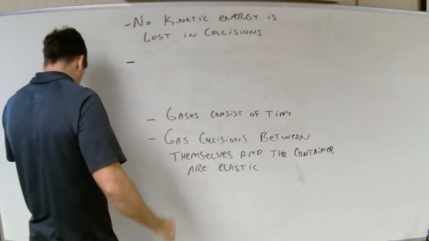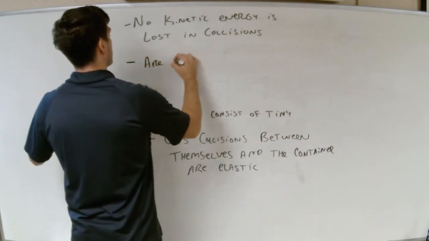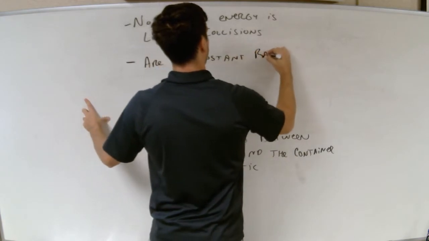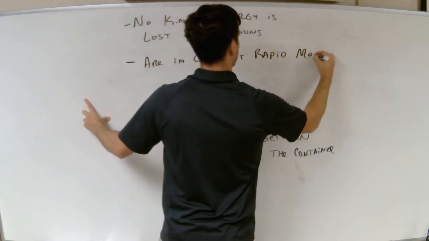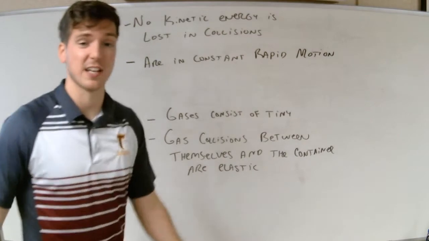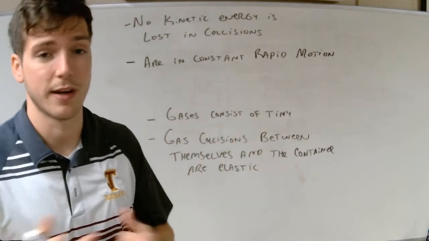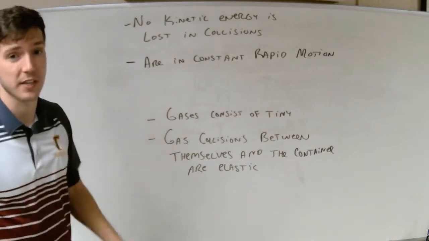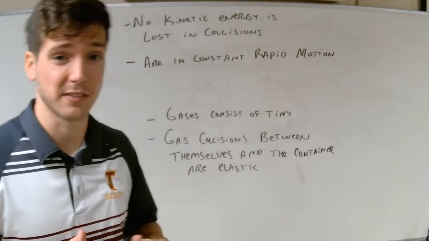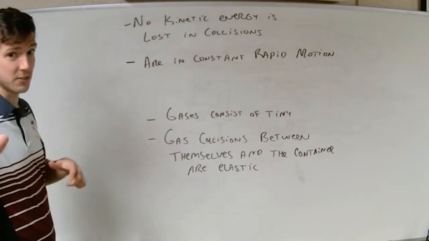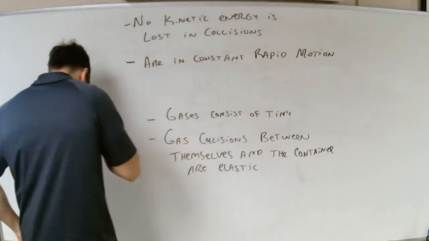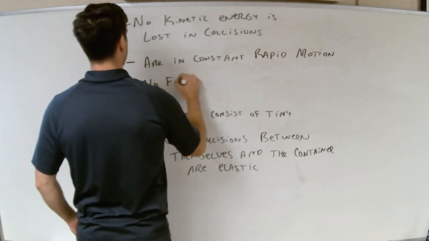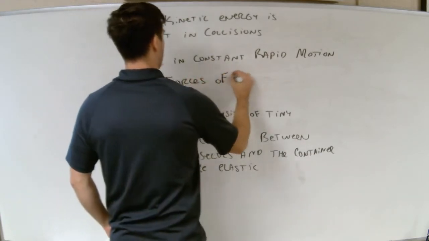The next thing is that gases are in constant rapid motion. So gas molecules are always in constant rapid motion. They're not slowing down, they're not sticking to each other, not stopping, they're always moving. Real gases, they do stick together, they do slow down. Sometimes they condense into liquid, okay? Next one. No forces of attraction between particles. I talked about this before.